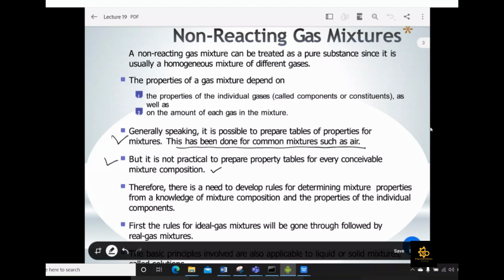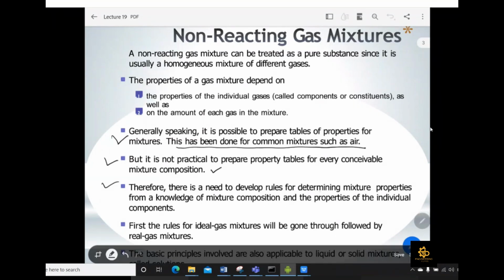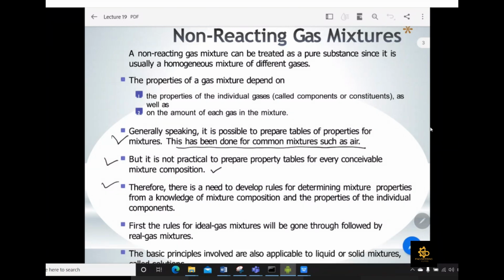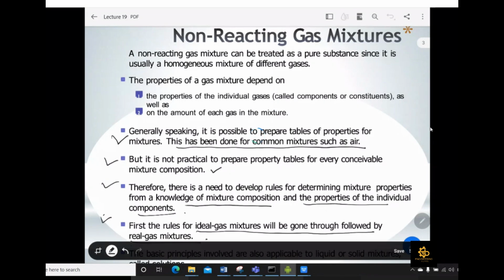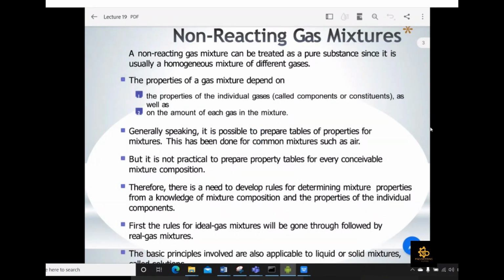For example, if we are burning LPG or gasoline in the combustion chamber, it is not possible to develop tables for LPG and then also for CNG. That is why we have to know how to develop these properties so that we can analyze the combustion process. Therefore, there is a need to develop rules for determining the mixture properties from knowledge of the mixture composition and the properties of the individual components. The first rule will be for an ideal gas mixture. We will see what these rules are, from which we can find the composition of a gas mixture and its different properties.